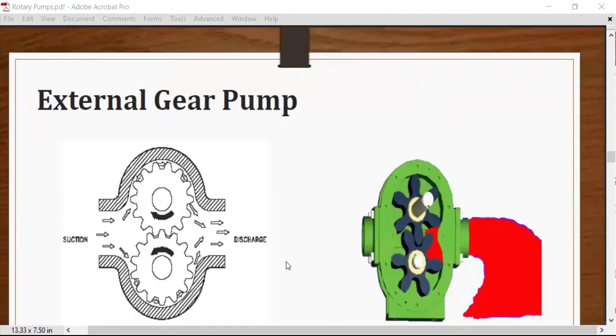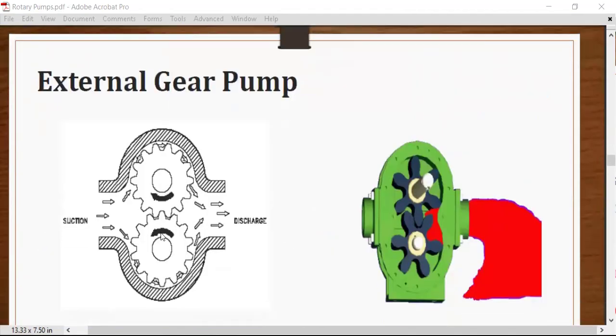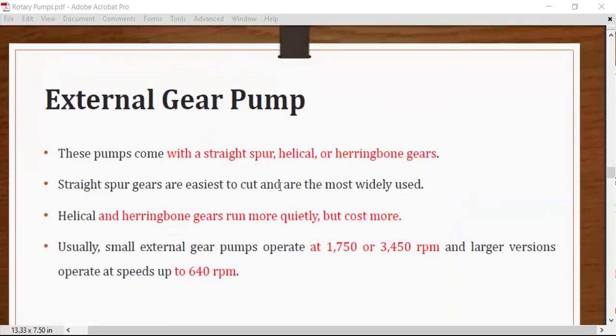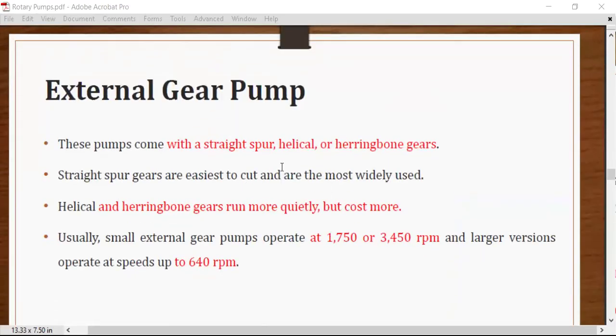Here is the view of the external gear pump, in which there are two spur gears which mesh with each other. The liquid comes here in the suction port, and when the gears rotate, the liquid is pulled into the gears. When they are meshed, the liquid gets pressurized and discharged into the discharge port of the pump. This slide explains the working of the gear pump.